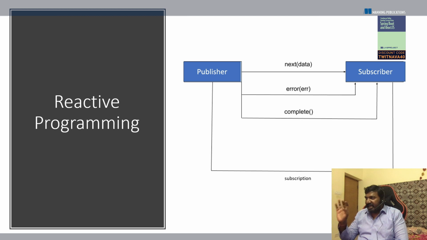Publisher publishes data, and the data might be coming with a method called next, and then the error might be thrown with the method error, and the completion of the publisher might be specified with complete, while the subscriber makes a subscription of the publisher, and then it will keep on waiting. So the data will keep on flowing to the subscriber. The idea there is each and every process would be separate.